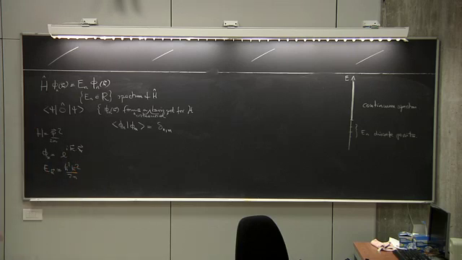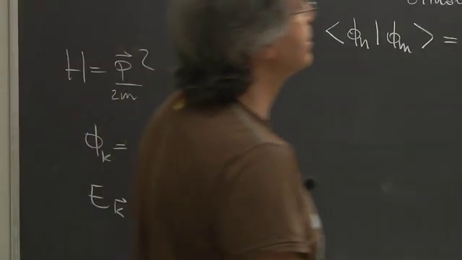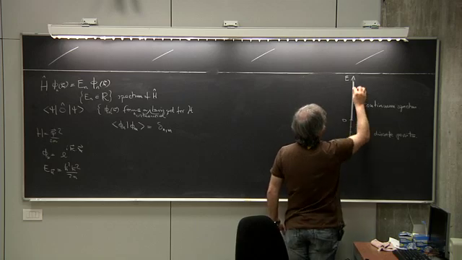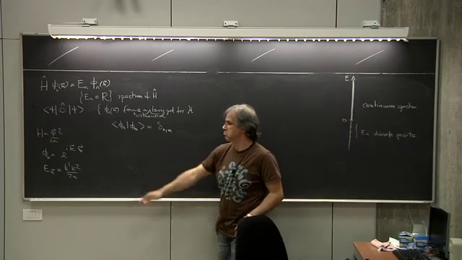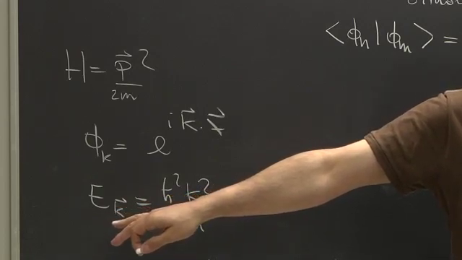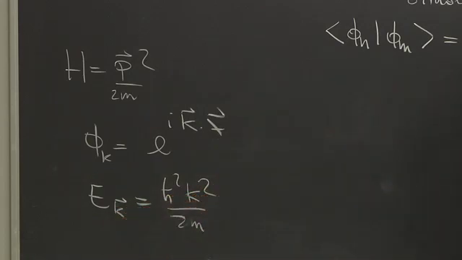So several comments are in order. First of all, as you see immediately, if this is the 0, any energy higher than 0 is a possible eigenvalue of the free particle Hamiltonian, okay? Absolutely any energy.